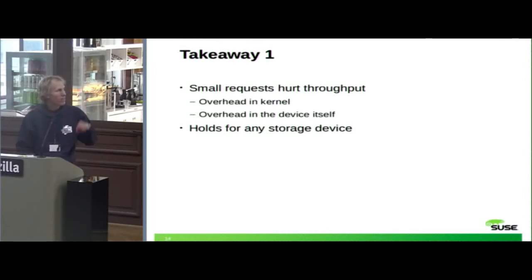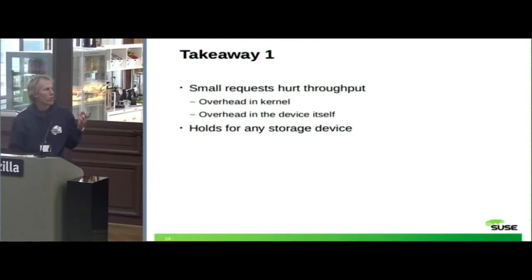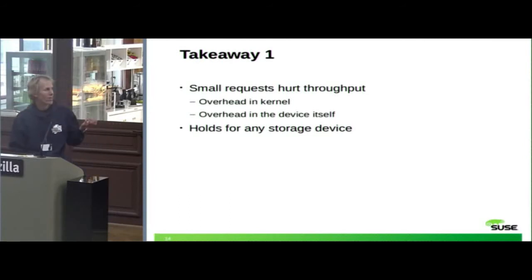So the takeaway from this first example is that really small IO requests hurt throughput. A, because each IO request has some overhead in the kernel itself, in the handling. B, because each IO request has an overhead in the storage itself. So the smaller the request, the higher the proportion of this overhead, and so the throughput suffers. And this holds basically for any storage device, regardless of the type, but to a different degree.